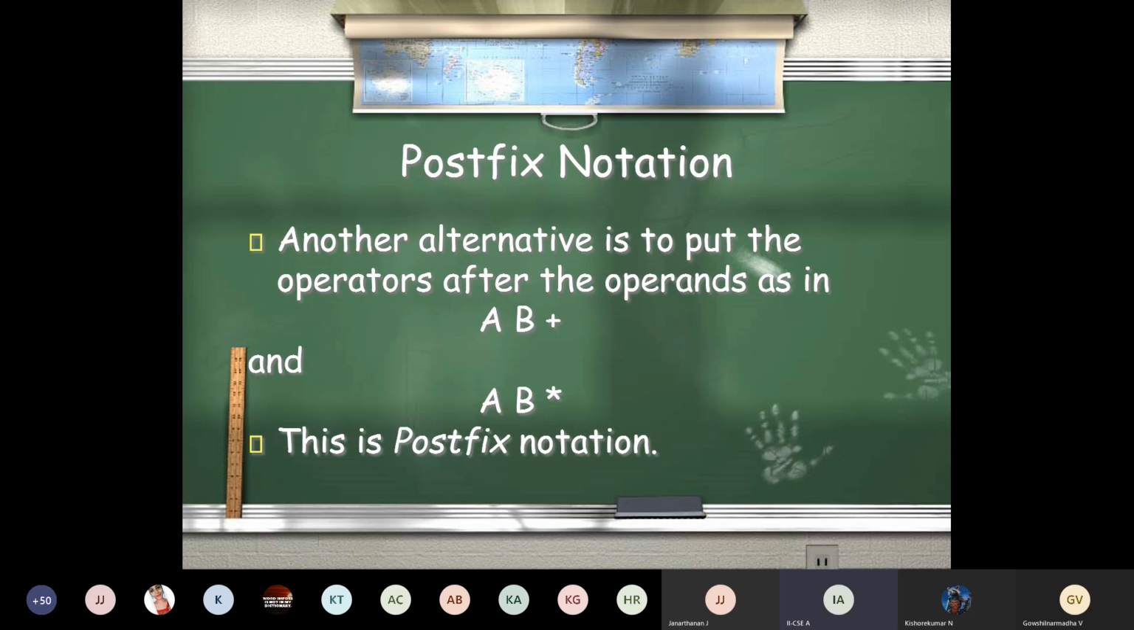So the naming convention goes like this: infix, prefix, and postfix. Why the name is given like that depends on where the operator is. If the operator comes in between your operands, it is infix. If the operator comes before your operands, it's called prefix. If the operator comes after the operands, it is called postfix. Based on where the operator comes, we give the name infix, prefix, or postfix.